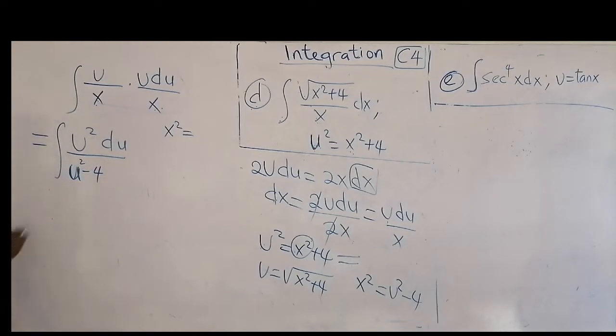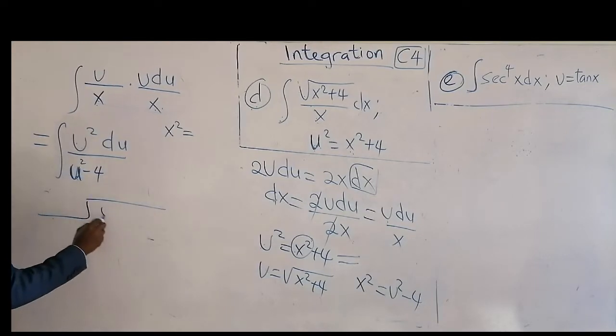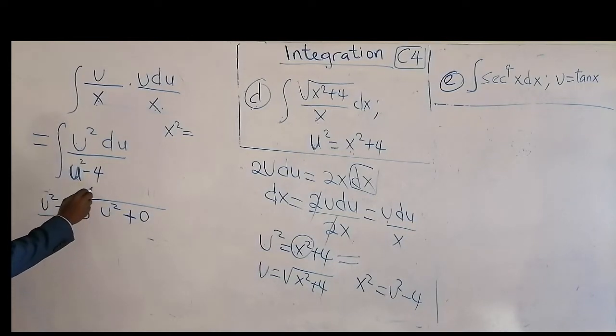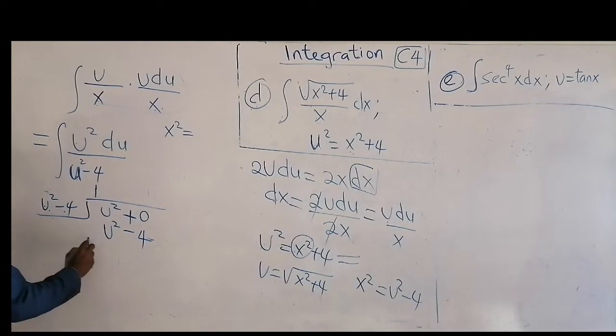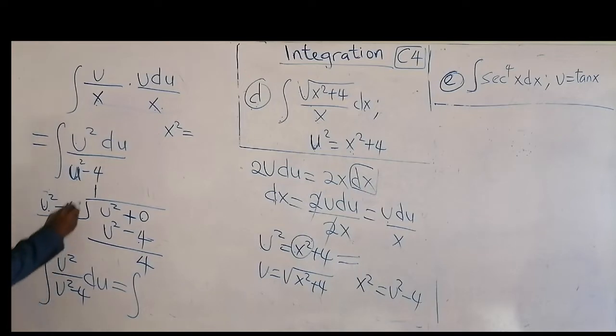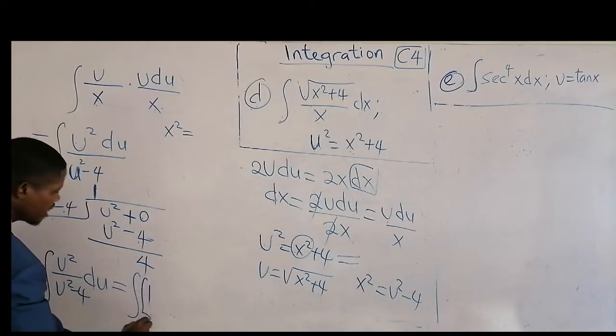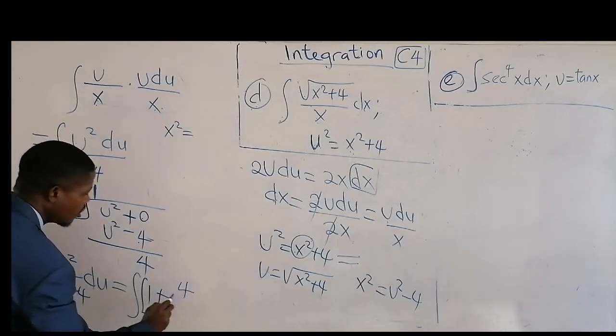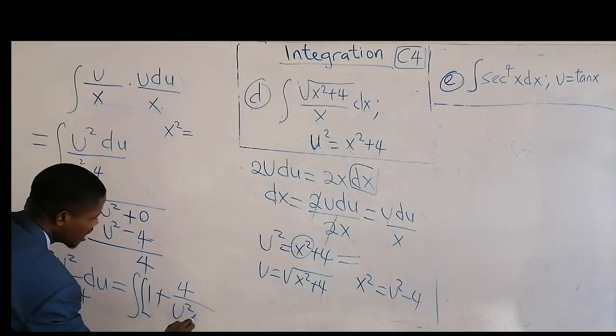So what I'm going to do now, if you check this integration, the power of the numerator and the power of the denominator are the same. So we have this u squared. So the next thing we do now is to divide, so that we can have u squared here. So 1 times this one, that's u squared. And then 1 times this one, that's minus 4. Then you can do your subtraction. And then 0 minus this, and that will be 4. Therefore, this integral now, the quotient here will be 1. And then plus the remainder here, that will be 4 over the divisor, which is u squared minus 4.